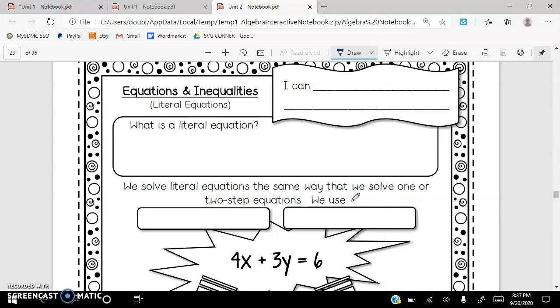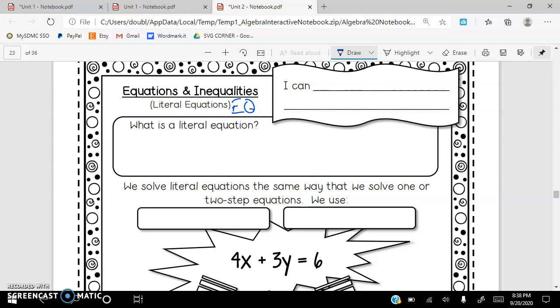All right, so today we're talking about literal equations. And the first question we have is, what is the literal equation? That would be our essential question. What is the literal equation?